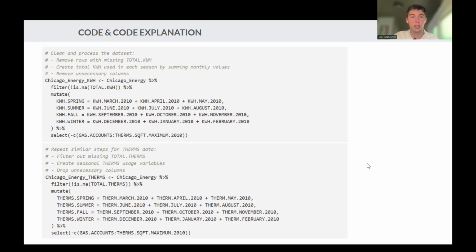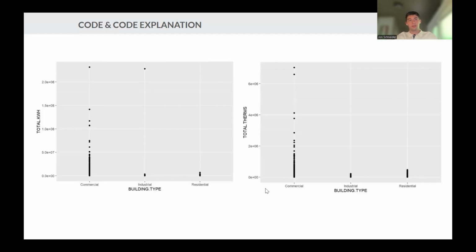And then next, we graphed by building type the total kilowatt hours and total therms, and noticed that there were some pretty major outliers. You can see for commercial and industrial buildings, not as much in the therms, but definitely in kilowatt hours, there were some serious outliers in the commercial and industrial building types. And also for therms, there were some outliers up here for the commercial building type.